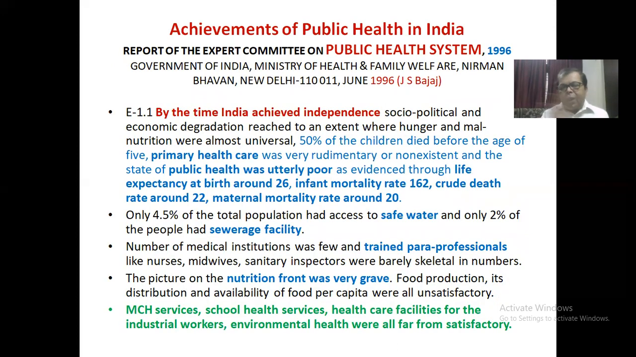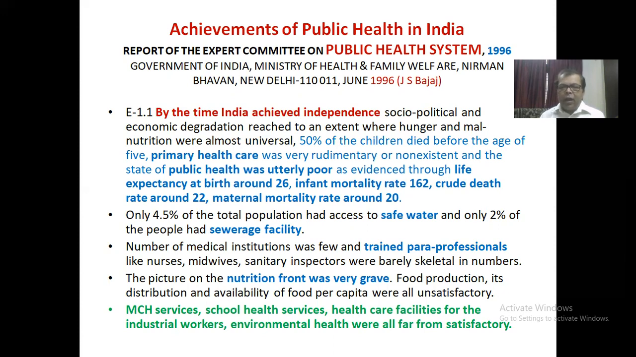So now, after having some kind of understanding of the public health structure, we need to understand what the achievements are. If we want to see the achievements, then one very important report is there. This is the report of the expert committee on public health system. The report was submitted in 1996. It was also headed by J.S. Bajaj.